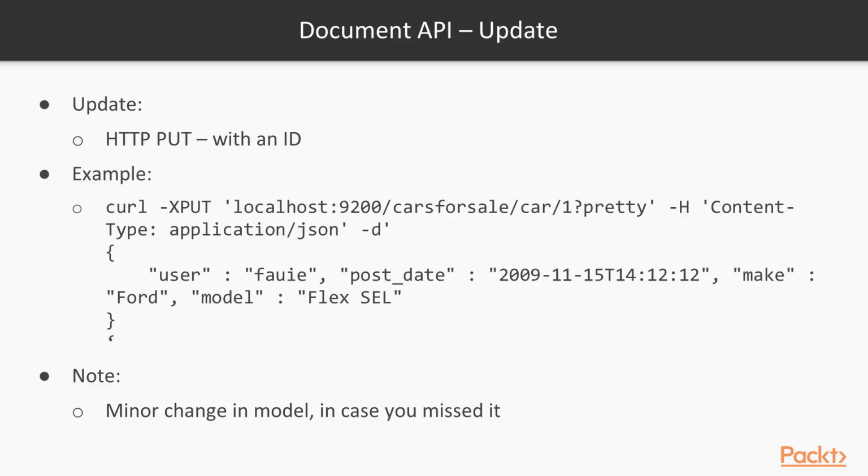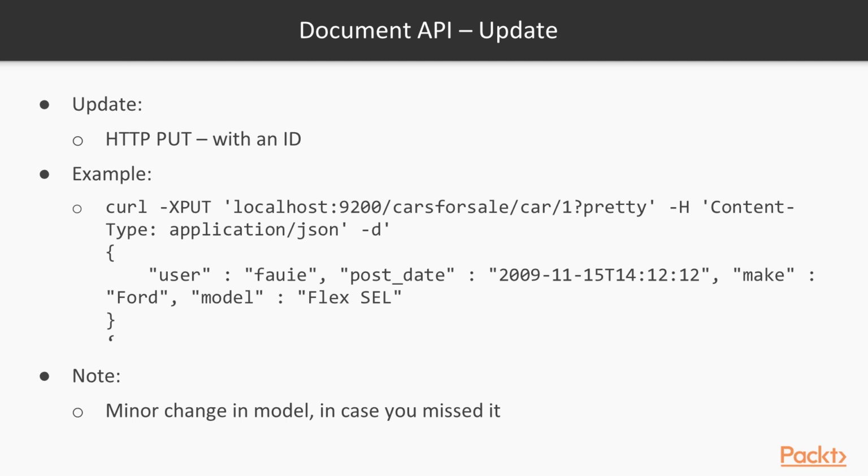Now we'll look at updating. Updating is how we can set versions. Whenever we want to update a document, it's very much like the creation with the ID, but if the ID already exists, it'll just update the document. Here we can see there's a minor change to the model of the car. It's a Ford Flex SEL. I think that's better than the Ford Flex, but what do I know? So we will run another curl command, putting the same index cars for sale car/1 for the car with the ID of 1. Same user, same post date, same make, but a different model.